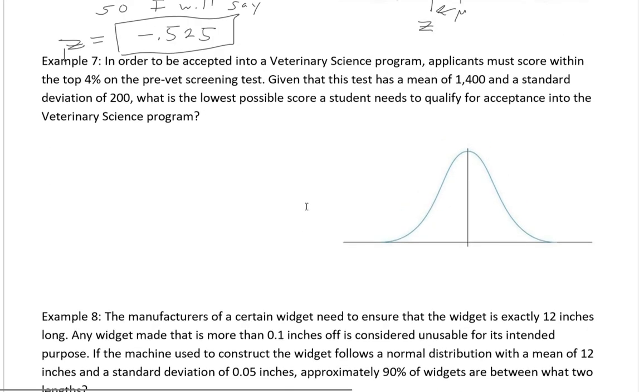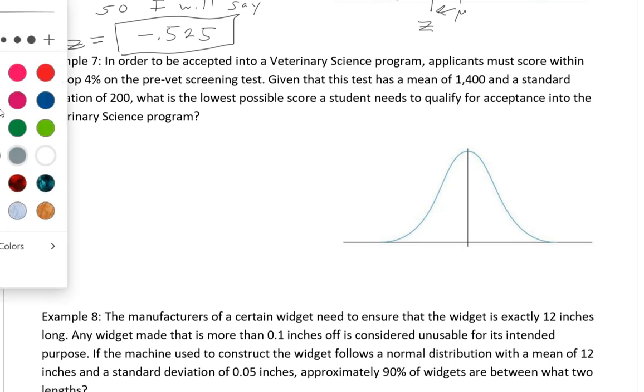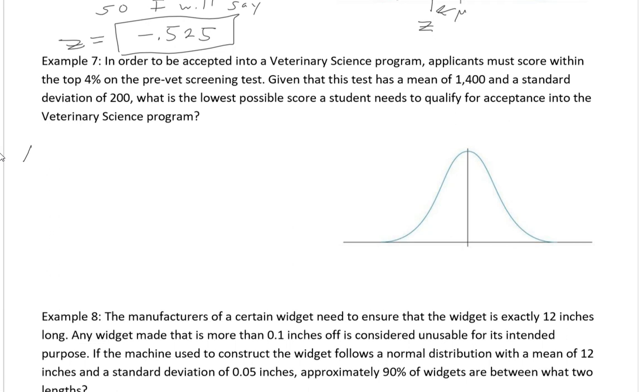Example 7. In order to be accepted into a veterinary science program, applicants must score within the top 4% of the pre-vet screening test. Given this test has a mean of 1400, so mu is 1400, and a standard deviation of 200, what is the lowest possible score a student needs to qualify for acceptance in the veterinary science program?